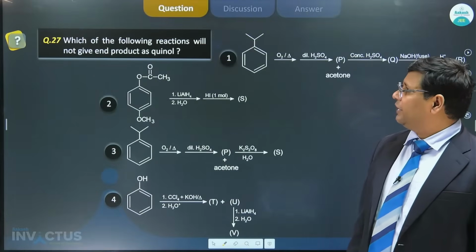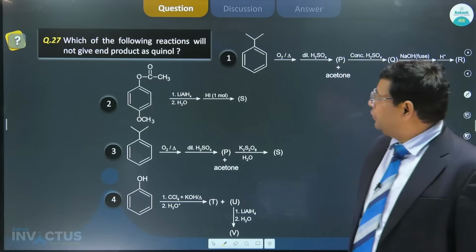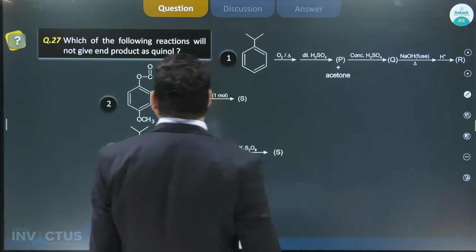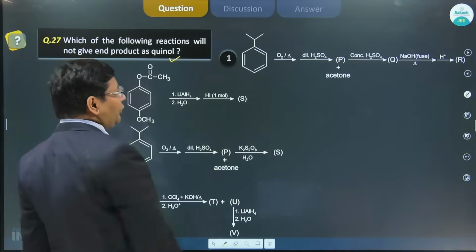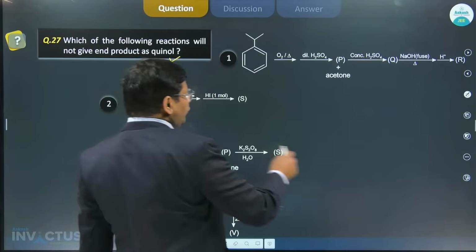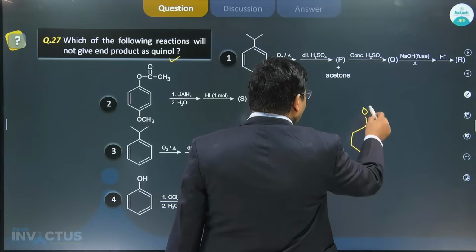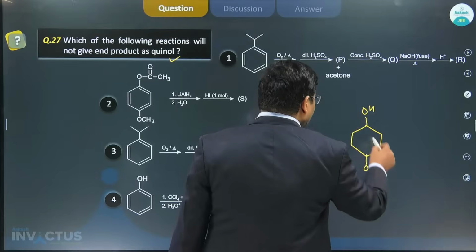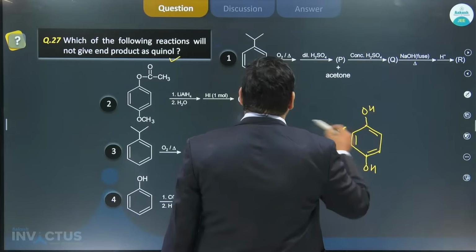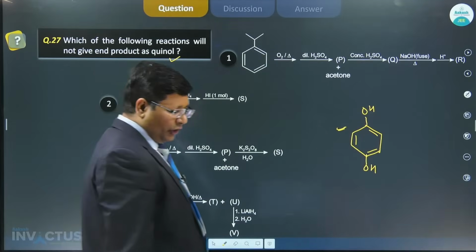Let's move on to the second question. Which of the following reactions will not give an end product of quinol? The first point is quinol, so you have to write down the structure of quinol. In whichever case you are not getting quinol, you have to mark that option. This is quinol. The concept is very simple.